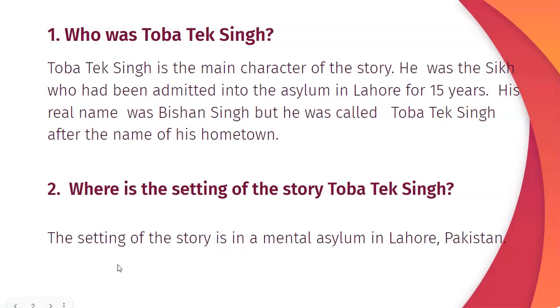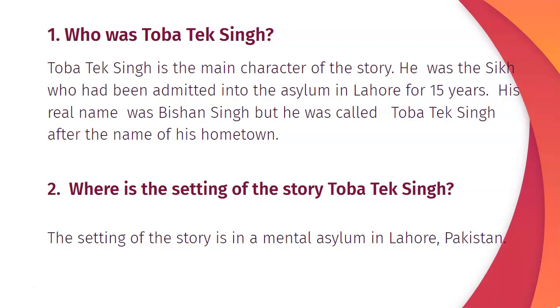Question number 1. Who was Toba Tek Singh? Toba Tek Singh is the main character of the story. He was a Sikh who had been admitted into the asylum in Lahore for 15 years. His real name was Bishan Singh, but he was called Toba Tek Singh after the name of his hometown.